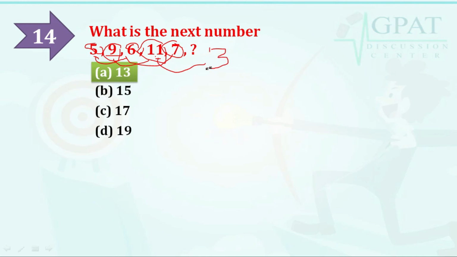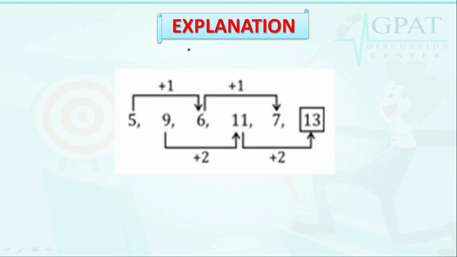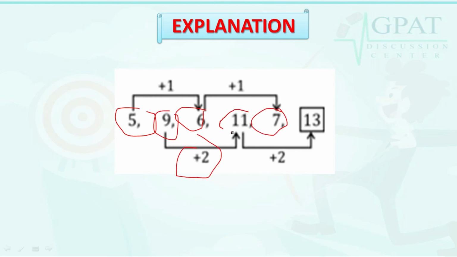Students, it is very easy. Just try to understand the concept, guys. Here we have the explanation, students. This is 5 and the plus 1 gap is 6. After that the plus 1 gap is 7, and here we have 9, plus 2 gap is 11, and after that 11 plus 2 is 13. So students, it is very easy. The correct answer is 13.